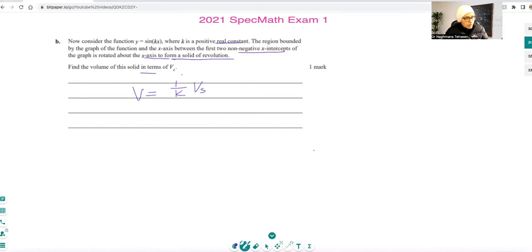because if we pay attention to the question, we already know y is equal to sine x and we worked that out. The solid of revolution we have now is just dilated by a factor of 1 over k. So that means the volume should be equal to 1 over k times Vs. That's what they wanted us to write in terms of Vs. We don't need to write anything more; that should be enough.